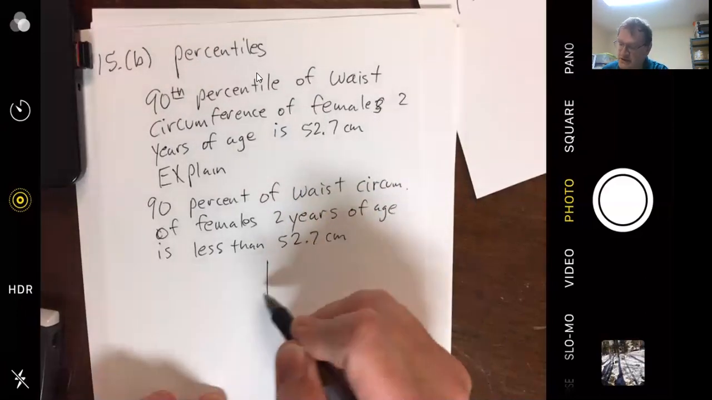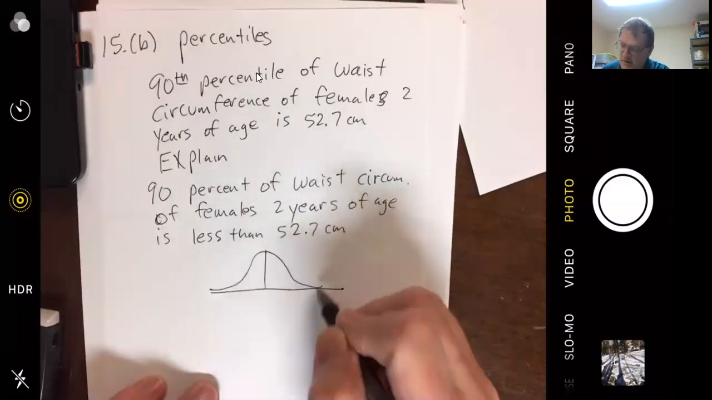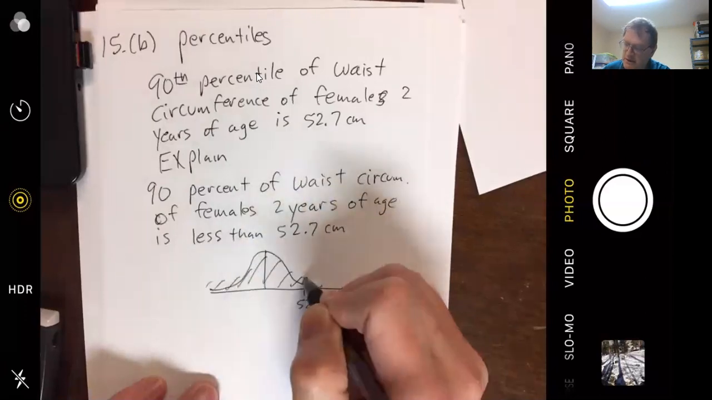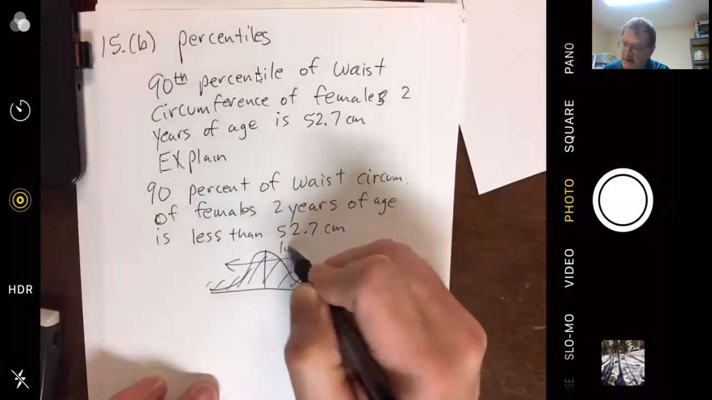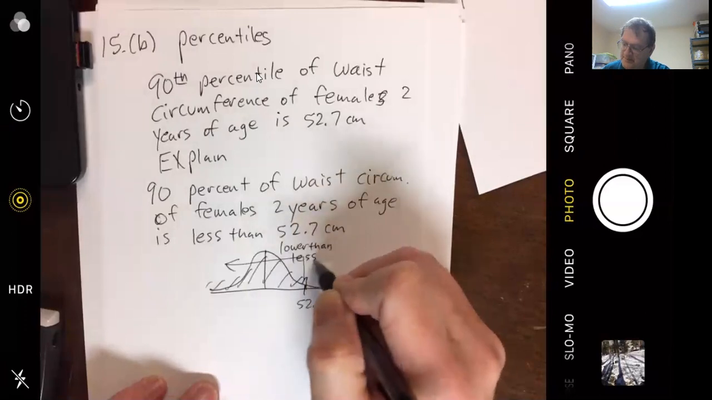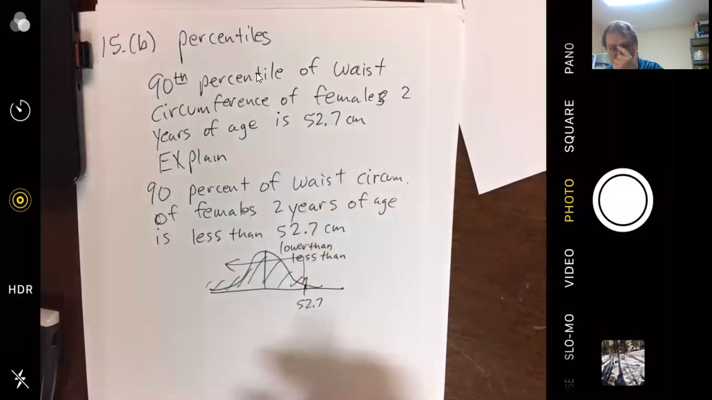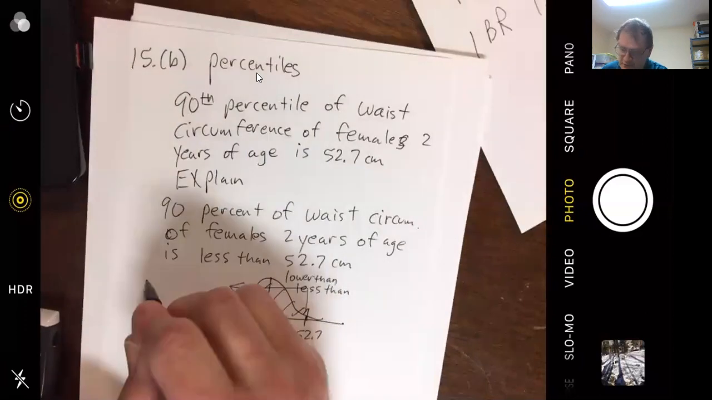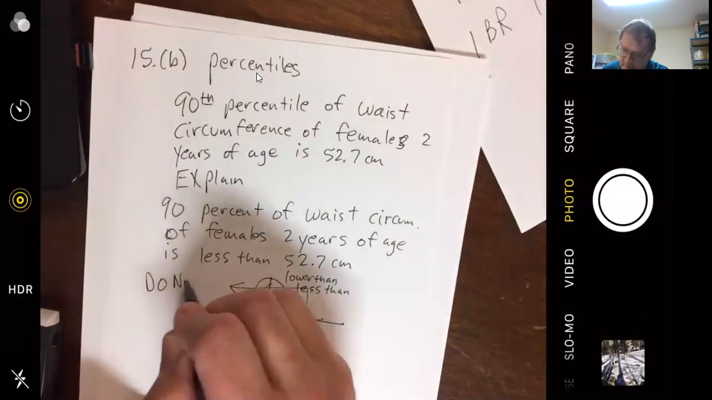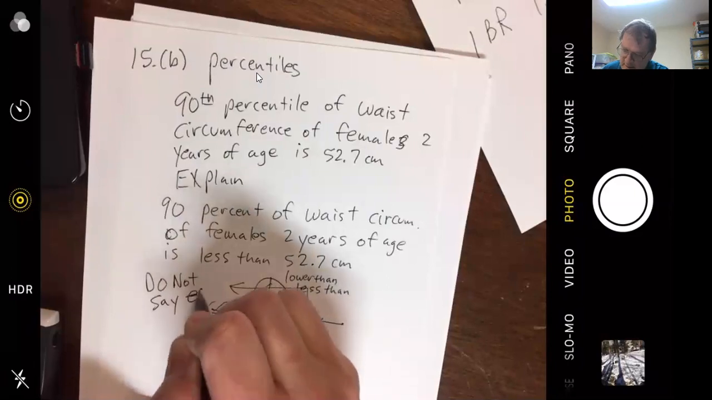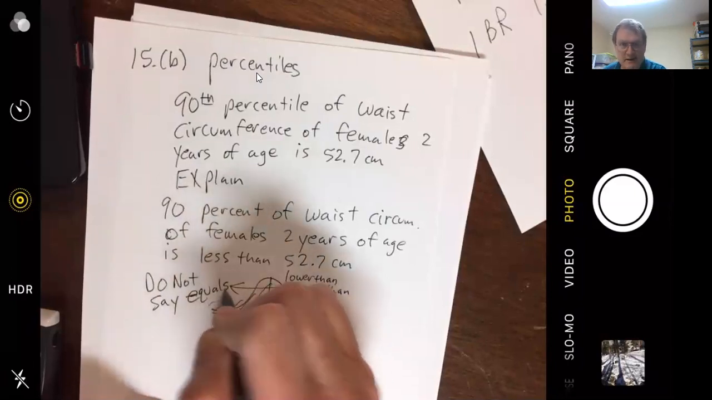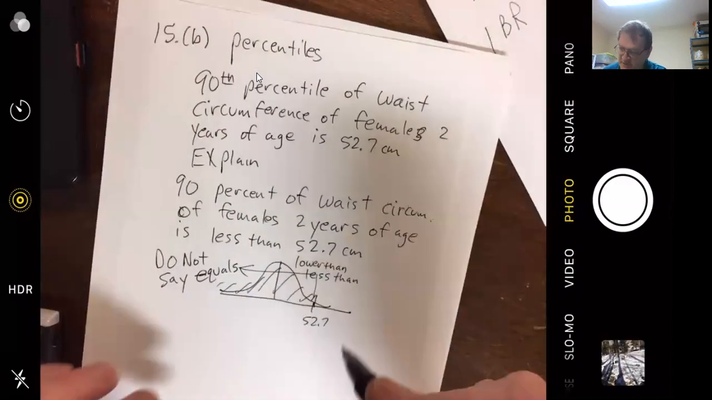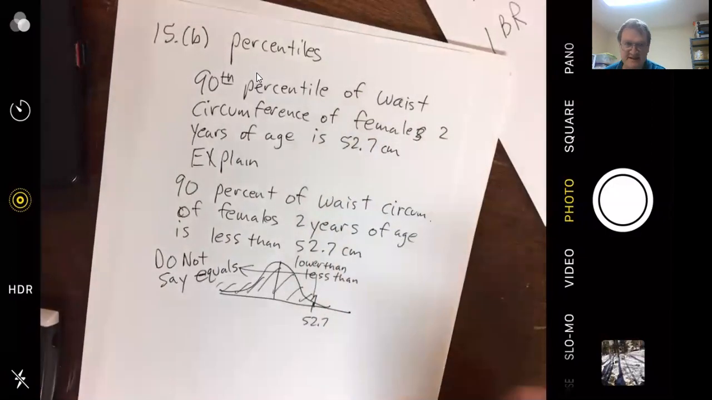Remember, in pictures like this, you don't say equals. 52.7, and 90% of the waist circumference would be lower than or less than. You think of another way to say it. Do not say equals. Okay, that's not what it is. 90% are not equal to 52.7. That's not it. You'd have 90% of people running around exactly 52.7. That's not it.